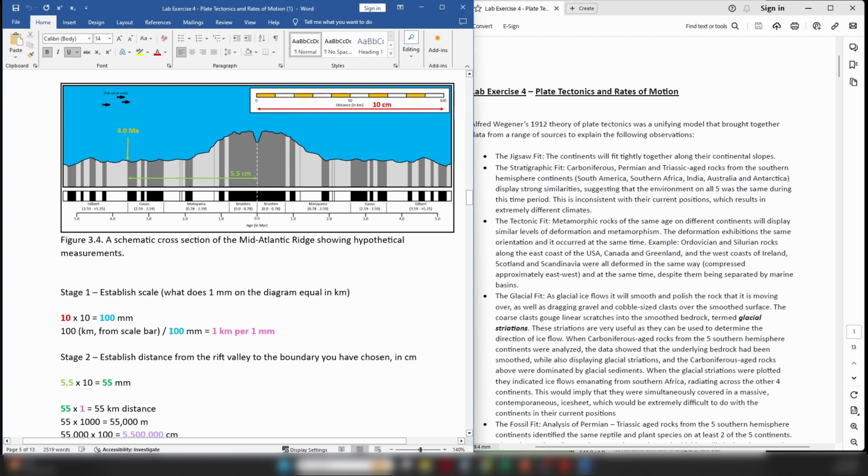So I'm going to calculate that by saying, I know my scale bar is 10 centimeters in length. I'm going to multiply that by 10, and that's going to give me the length of the scale bar in millimeters, so 100. All right, so I know that my scale bar is worth 100 kilometers, and I know that the distance from here to here is 100 millimeters. So if I take the distance in kilometers, 100, divide it by the length of the scale bar in millimeters, 100, that means that 1 millimeter on this diagram is equivalent to 1 kilometer. So that means, for instance, if I measure 5 millimeters, it means I'm measuring a distance of 5 kilometers.